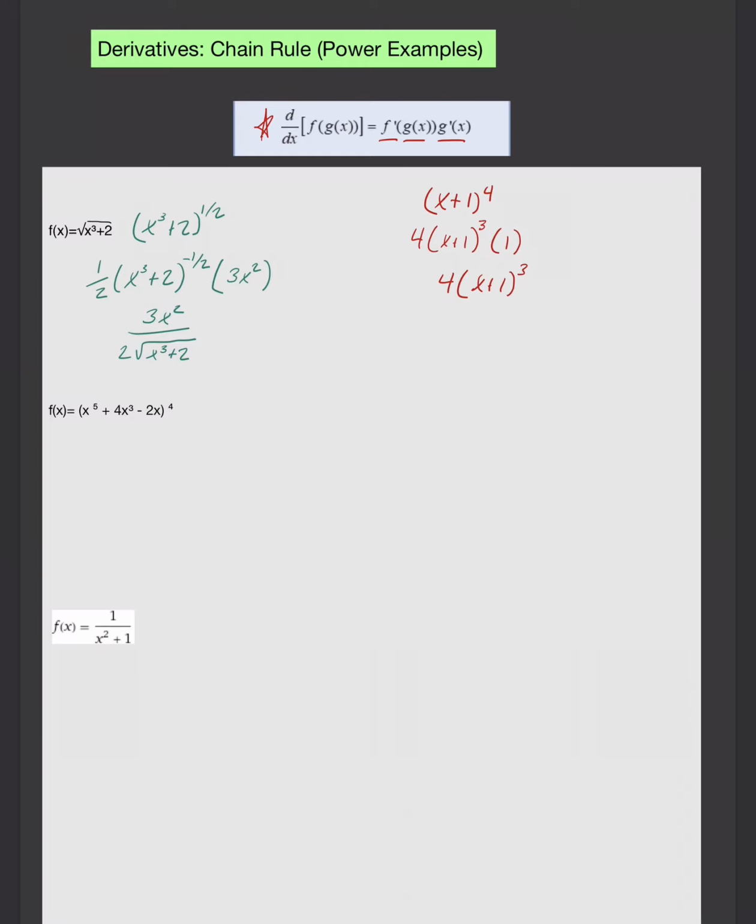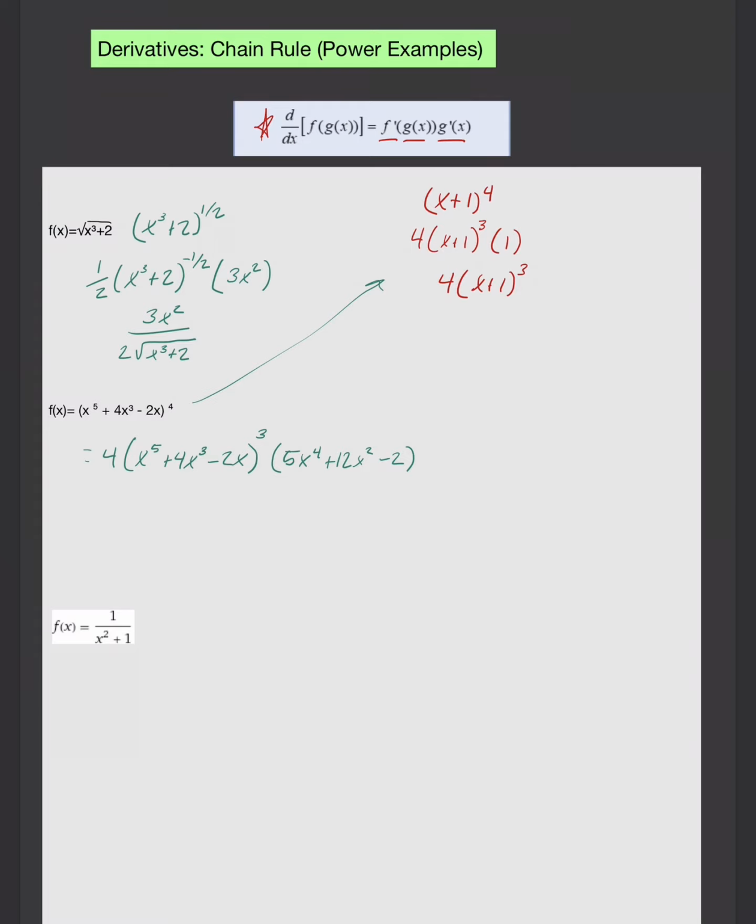Alright, for our next example, we're going to do the same thing that we did up here. We're going to take that 4 out in front and have our inside stay the same, minus 2x to the third power since we take 1 away. And now we multiply this all by the derivative of the inside, so 5x to the fourth plus 12x squared minus 2. And that's your derivative for this one.